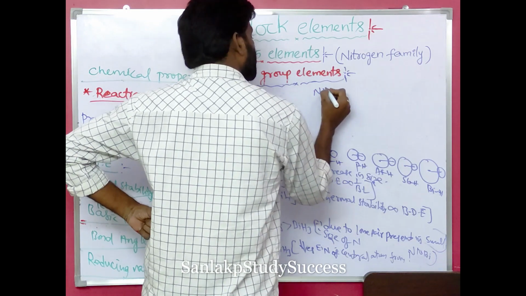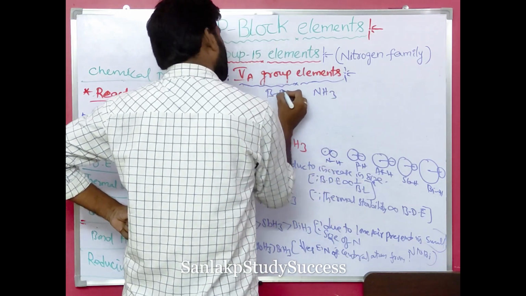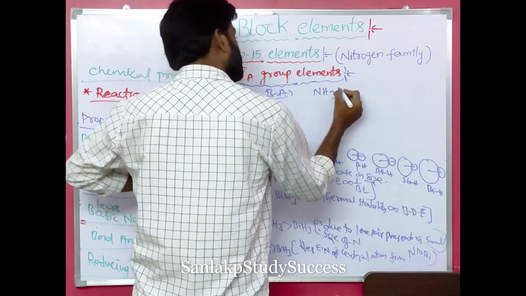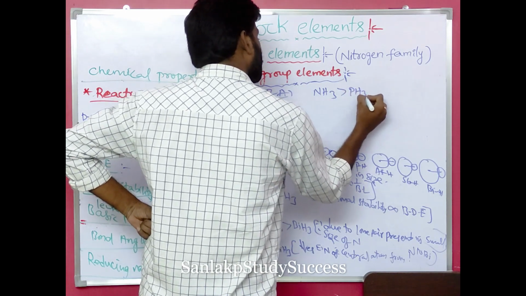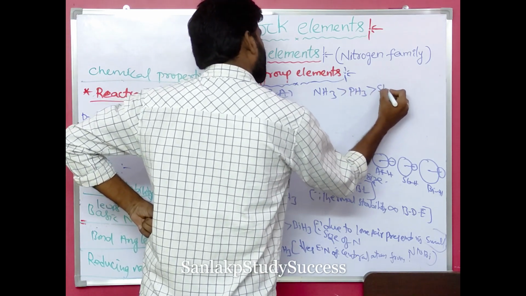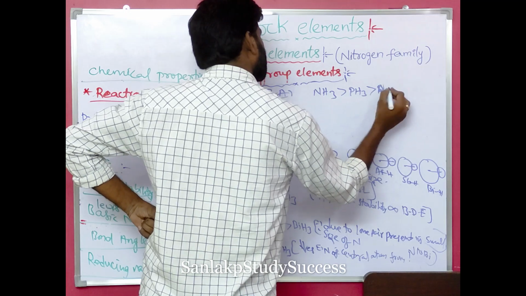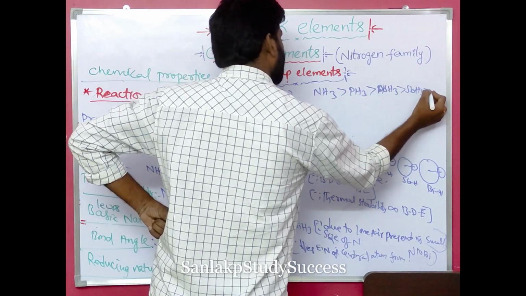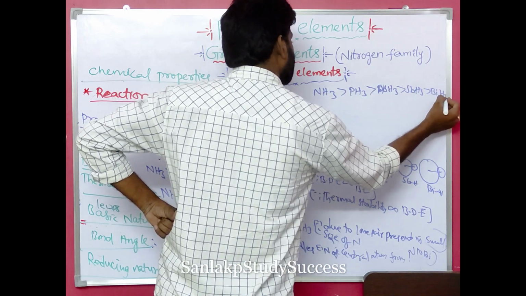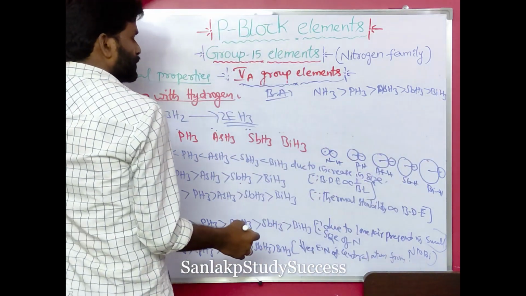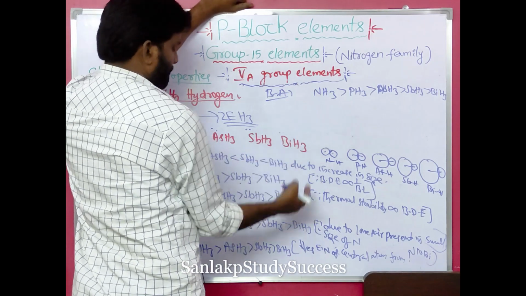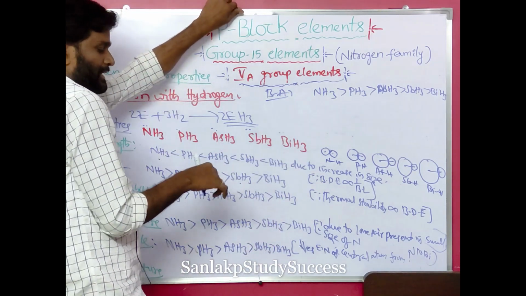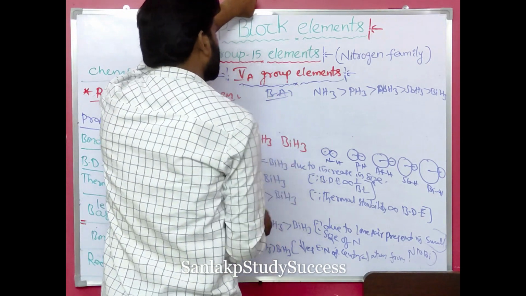So NH3 having a bond angle. Bond angle is directly proportional to the electronegativity of the central atom. AsH3, SbH3 and BiH3. So we know that bond angle is directly proportional to electronegativity of the central atom.